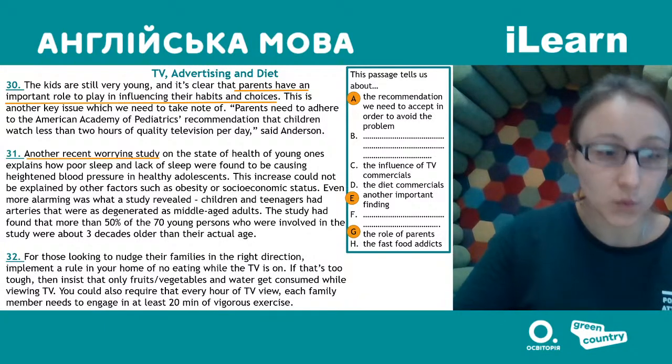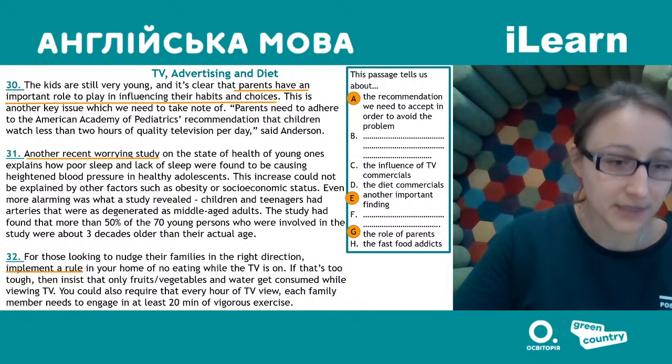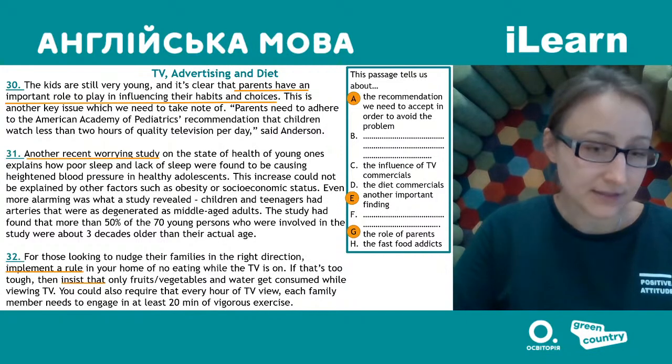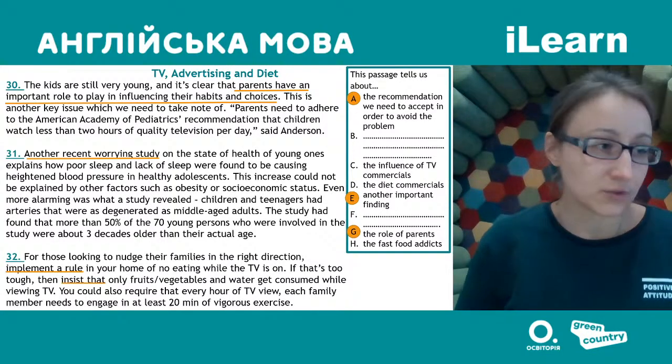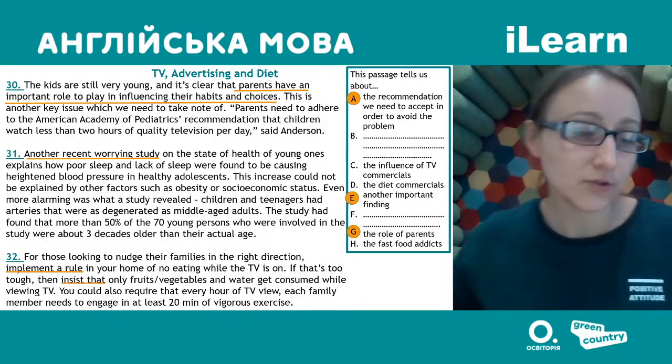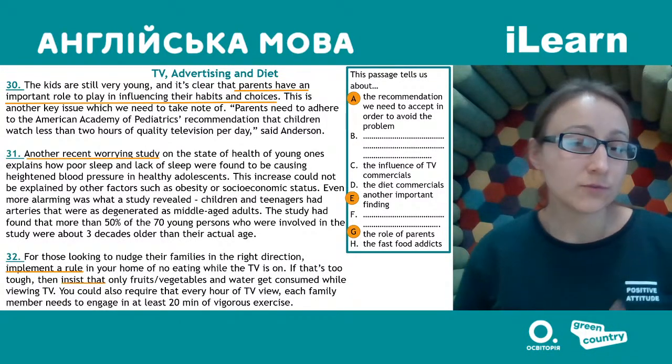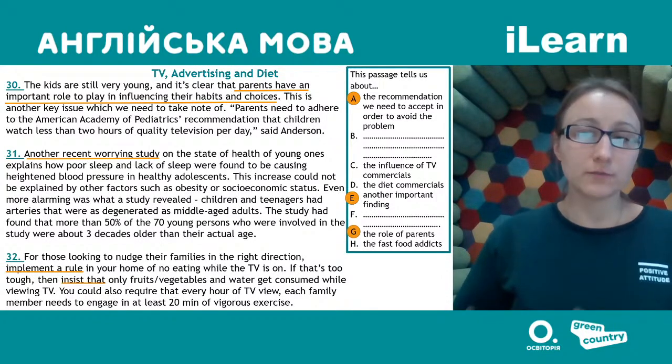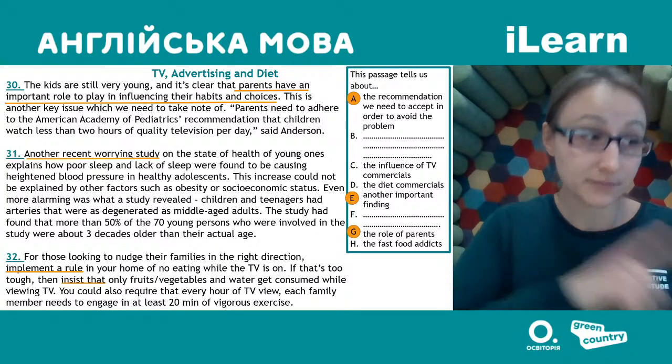Let me explain you why. For example, implement a rule. Insist that. That is an imperative mood, да, наказовий спосіб. Запровадьте в правило, наголосіть на тому. Тобто ми зазвичай використовуємо таку конструкцію, коли кажемо комусь щось зробити, тобто даємо рекомендації, recommendation, yes.